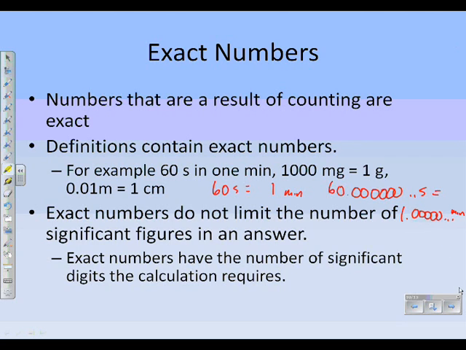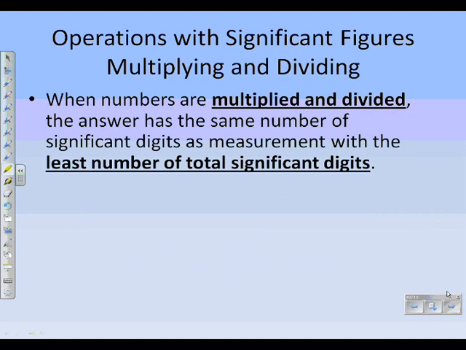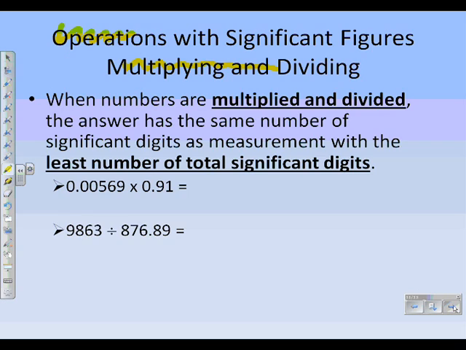More importantly than identifying the number of significant digits, although that is important for the next part, is mathematical operations with significant digits. And we're basically concerned with two rules here. There's a rule for multiplication and division. There's a rule for addition and subtraction. When we are multiplying and dividing, we look at the total number of significant digits in the measurements that we're multiplying or dividing. For example, here's a multiplication problem and a division problem.